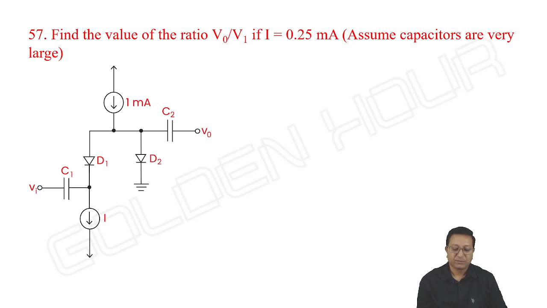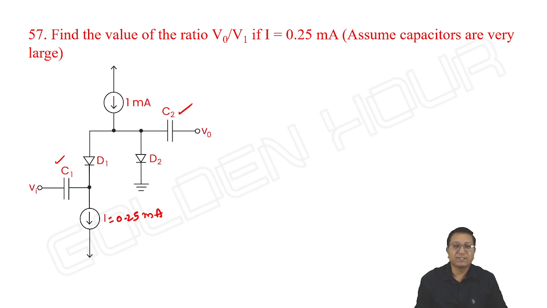Next question. Find the value of the ratio V output by V input if I is equal to 0.25 milliampere. I means this one. It is 0.25 milliampere. Assume capacitors are very large. Okay, these two capacitors are very large. That's it. Right.